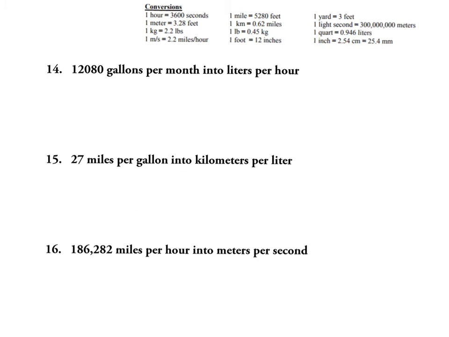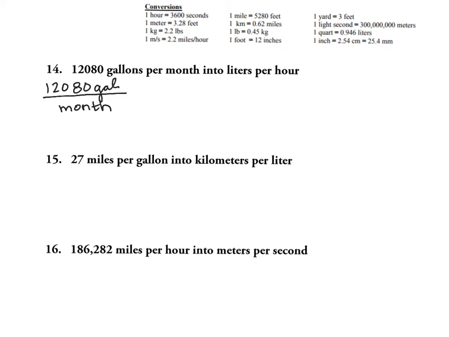Good luck. So this next problem, they gave us gallons per month, and we're going to convert that to liters per hour. So this one's going to be a little bit more involved. So I'm going to go ahead and jot down that value that they gave me, 12,080 gallons, big number. And that is per month, so I'll put my fraction bar and put months on the bottom.